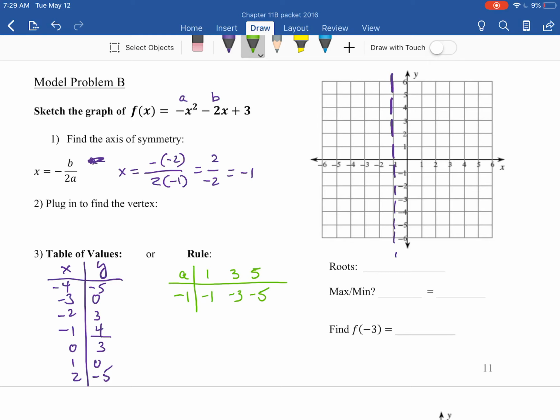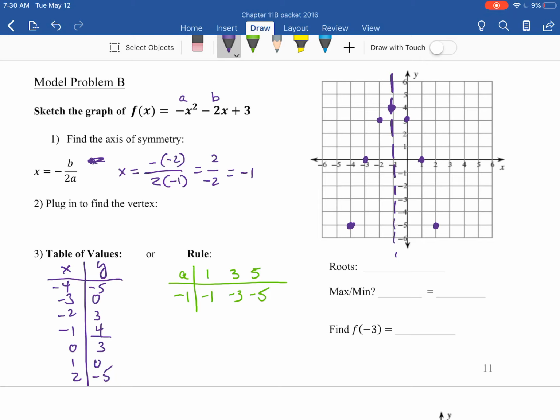And so, from my vertex, -1, 4, I'm not going up 1 over 1, up 3 over 1. Where am I going? I'm going down 1 over 1, down 3 over 1, again moving in an outward direction, and down 5 over 1. And that's how I get the upside down.